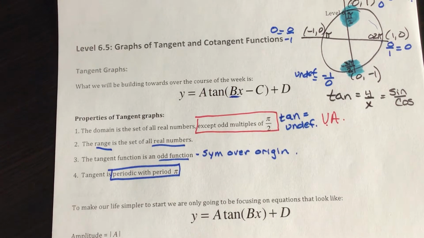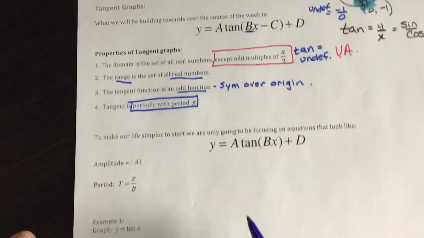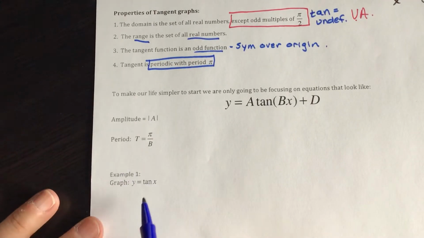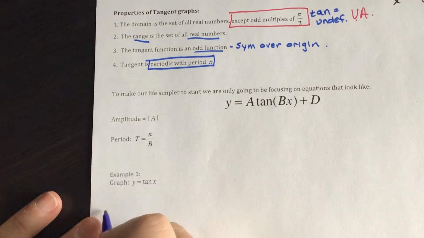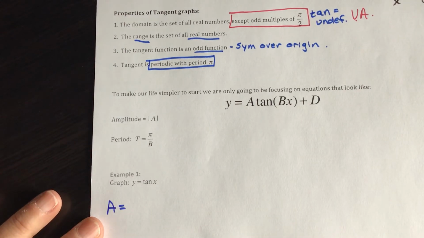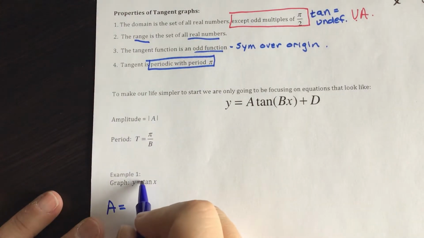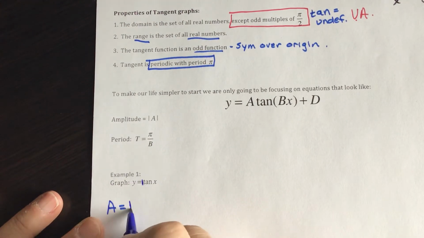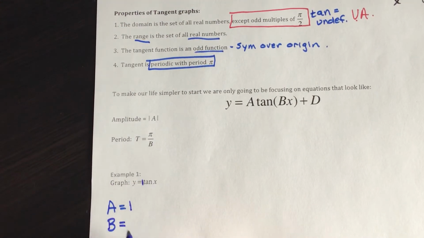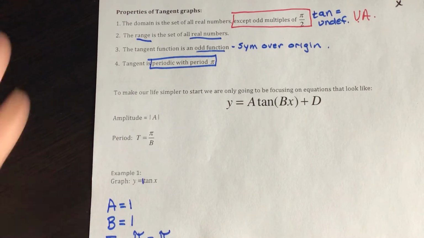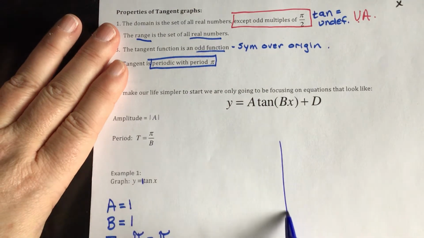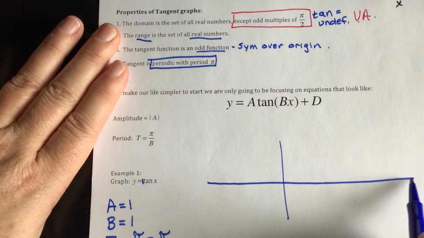So if I look at this example 1 down here, let's put all this together. I'm looking at the amplitude first. My amplitude is going to be 1 because that's the number multiplied here. My b value is the number that's multiplied by x, which is 1. So the time that it takes to do one cycle is pi over 1, or just pi. And if we look at what happens here, tangent is not a very nice graph.